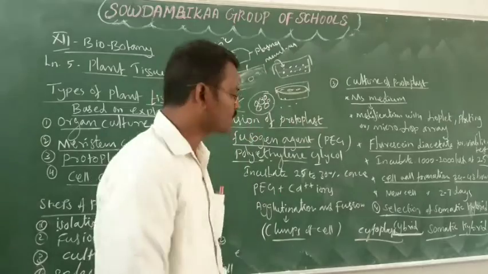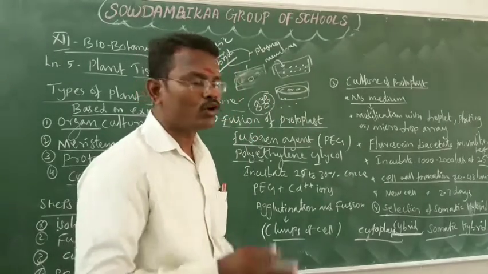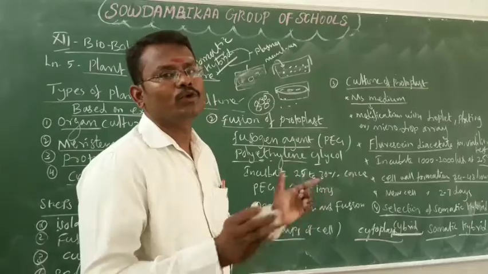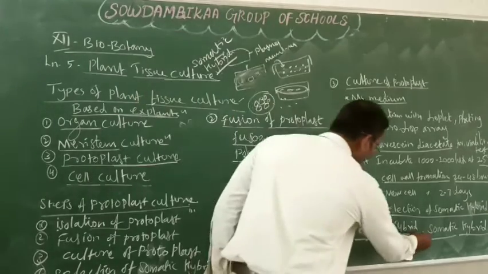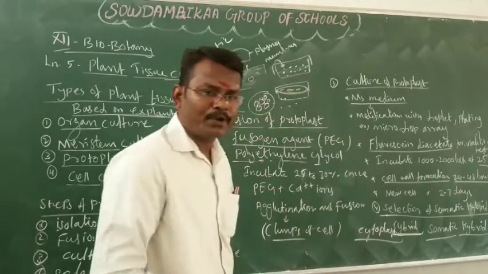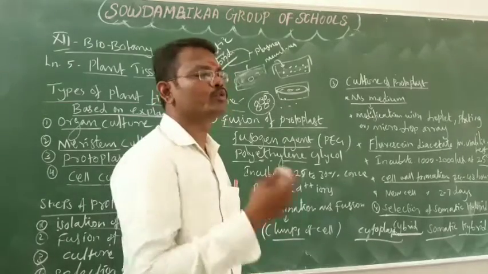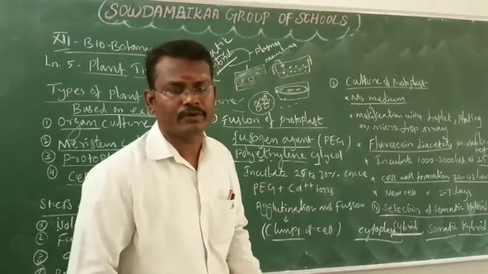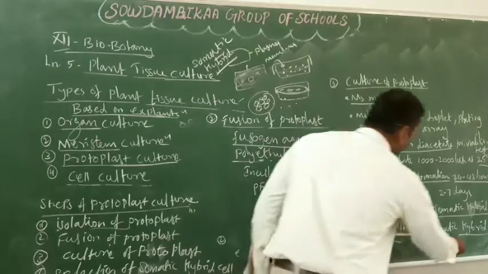Cytoplasm or protoplasm of the different cell. Only fusion of two different protoplasm, that we call hybrid. Next, after that, the nuclear fusion will take place. That we call somatic hybrid.